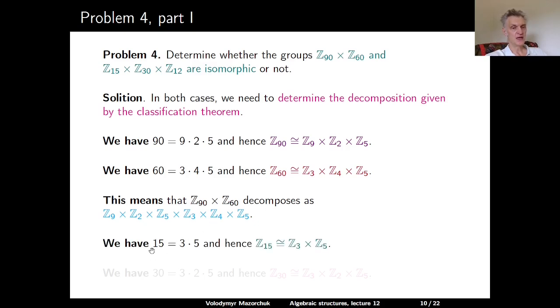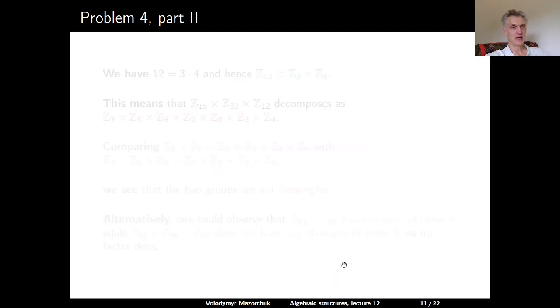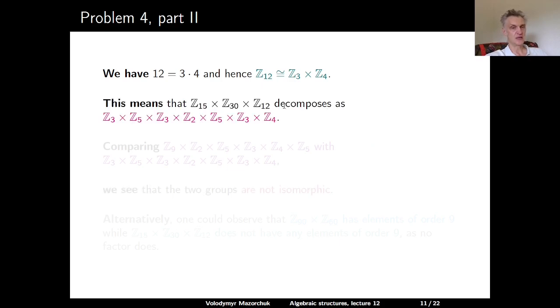For the second group, 15 is 3 times 5, and so Z15 is Z3 times Z5. 30 is 3 times 2 times 5, and so Z30 is Z3 times Z2 times Z5. And finally, 12 is 3 times 4, and so Z12 is Z3 times Z4. This means that the product of Z15, Z30, and Z12 decomposes as Z3 times Z5 times Z3 times Z2 times Z5 times Z3 times Z4.